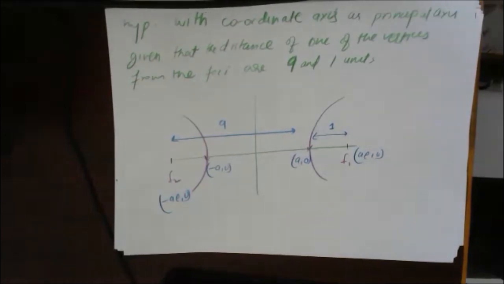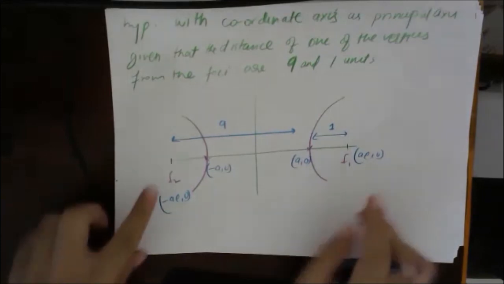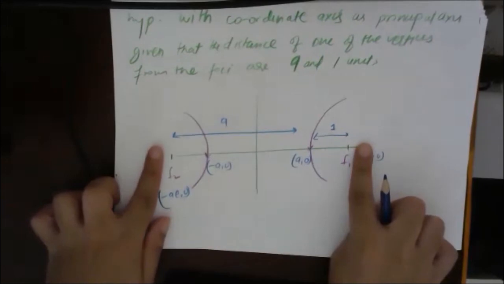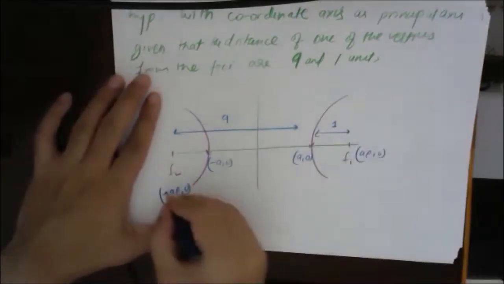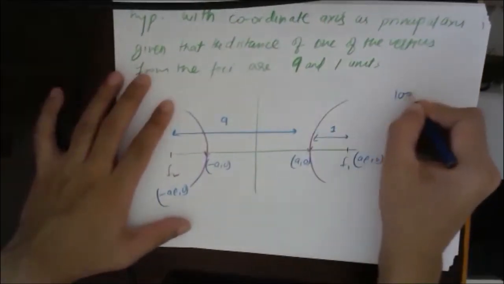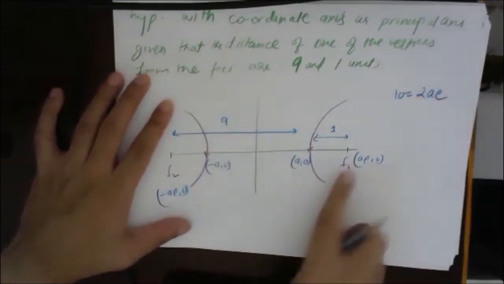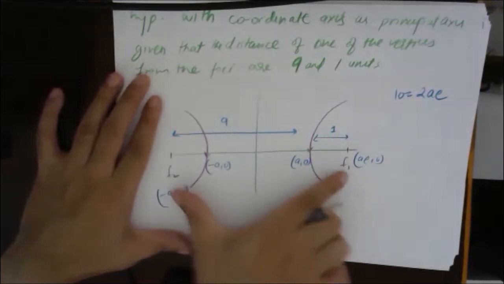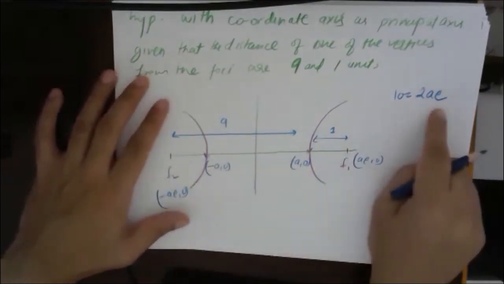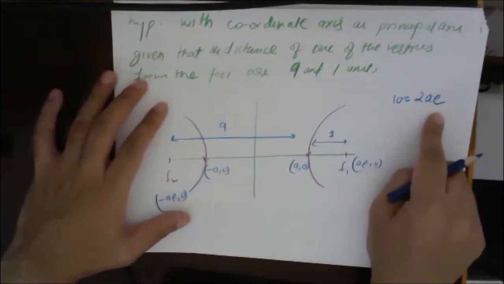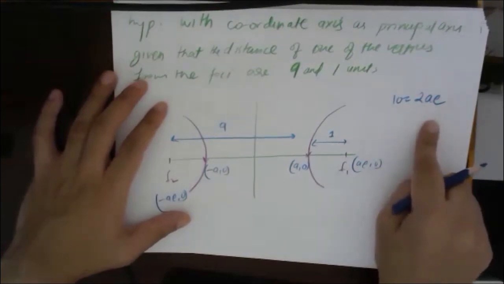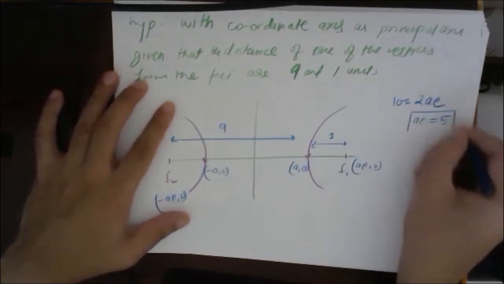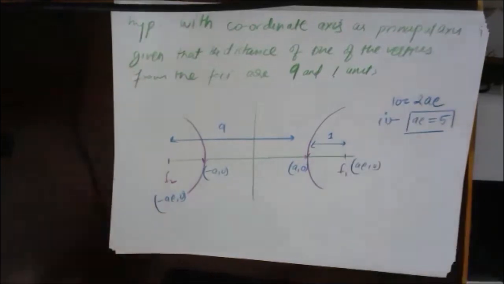The first thing you know is that the total distance between the foci is 10, and this is 2ae. The distance between the vertices is 2a. So 2ae is equal to 10, so this becomes ae equals 5. This is the first relation we got.